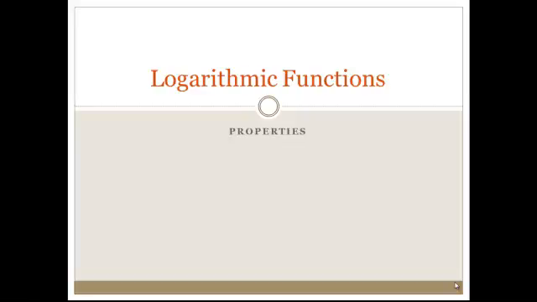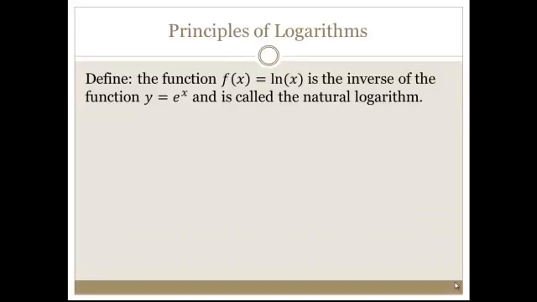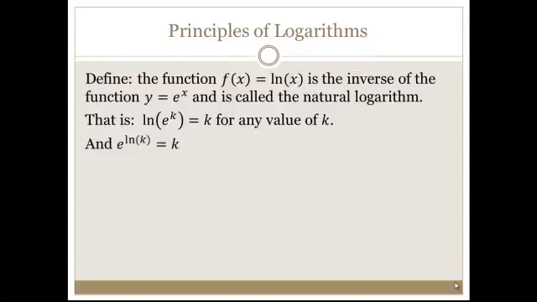Let's now look at properties of logarithmic functions. We defined the function f of x equals ln of x as the inverse of the function y equals e to the x and called it the natural logarithm. By inverse, we mean that the natural log of e to the k equals k for any value of k. Likewise, e to the natural log of k equals k. In other words, these two functions undo each other.